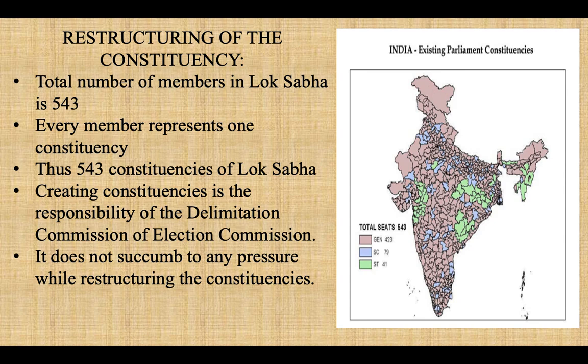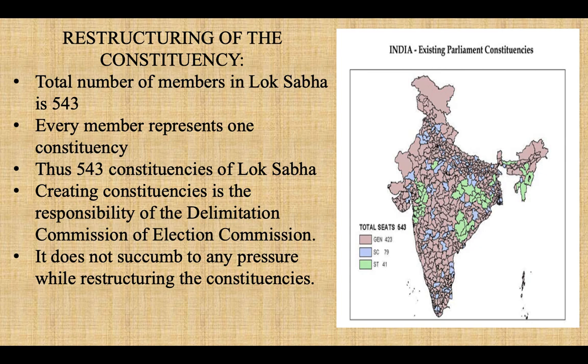Next, we come to restructuring of the constituency. I've already told you what a constituency means. India is a vast country, and therefore, to make the election process move smoothly, the entire country has been divided into certain parts. These parts are constituencies. The total number of members in the Lok Sabha is 543. Every member represents one constituency. Therefore, there are 543 constituencies of the Lok Sabha.